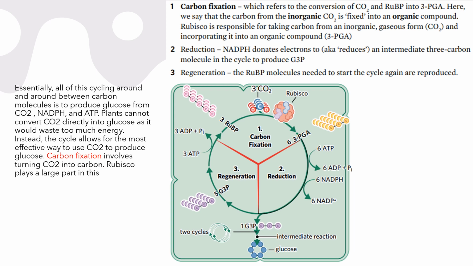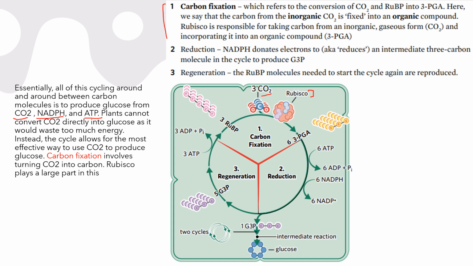So we know that this uses CO2 and it uses the coenzymes that are made in the light-dependent stage, NADPH and ATP. Plants can't convert carbon dioxide directly into glucose because it's wasteful of energy, it takes way too much energy to do that, so it goes through this cycling process. This cycling allows CO2 to create an organic form of carbon to be made into glucose. And rubisco is the main enzyme involved in this. Rubisco is going to bind to the carbon dioxide and take it through this carbon fixation and this Calvin cycle process.